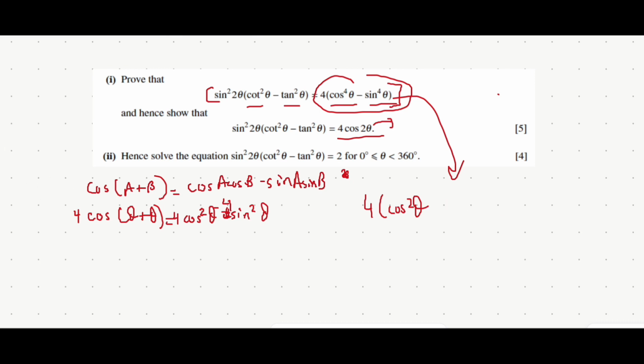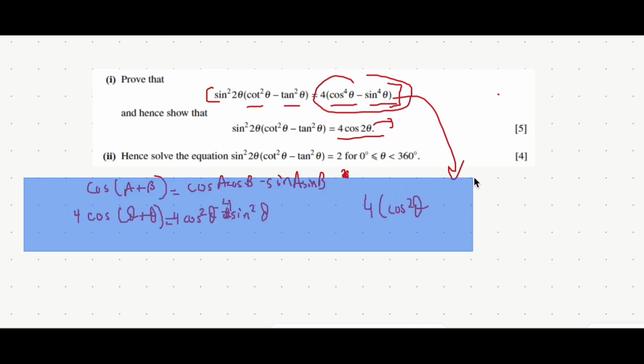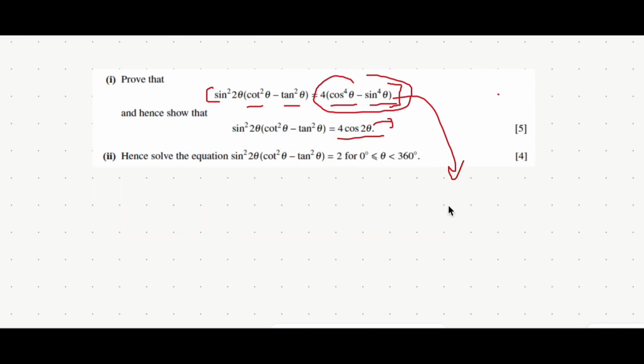Let's now move on to this last part of the question. Sorry, everything's getting a little bit messy, which is why I'm just getting rid of a few things. Okay, last part of the question. It says hence, which means you want to use what you've done beforehand in this part of the question. Solve that this, which can be represented as 4 cos 2 theta in its simplest form, equals 2. And you want to find all the values of theta between 0 and 360.